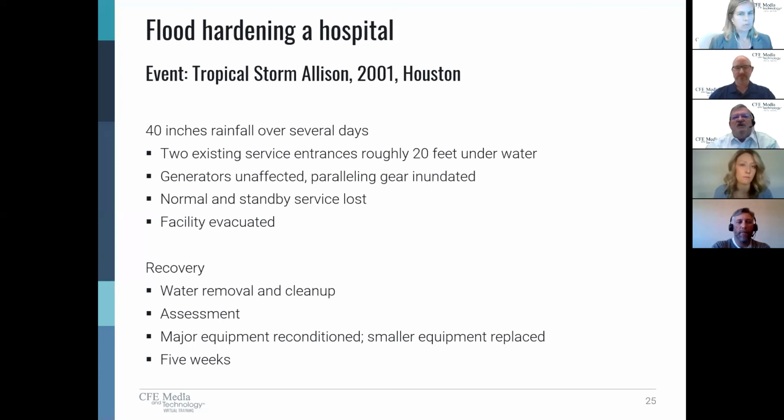The initial phase was recovery to get the hospital back in operation. And to speed things, the strategy was to rebuild everything in place. There was the cleanup, the assessment of the condition of the remaining equipment. Major equipment like the service entrances and a lot of transfer switches were reconditioned and reinstalled, and smaller equipment was just replaced. And the project for recovery took about 5 weeks, and the hospital was out of service during that time.